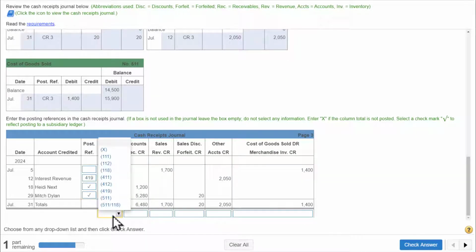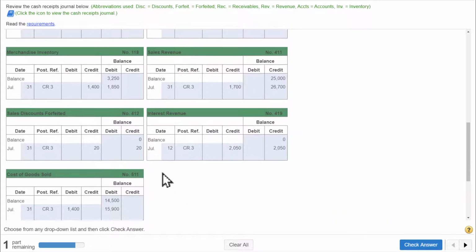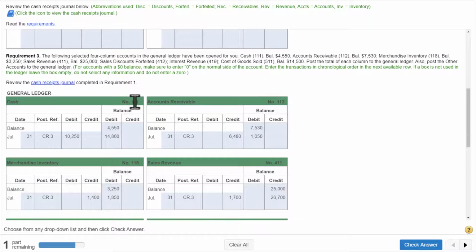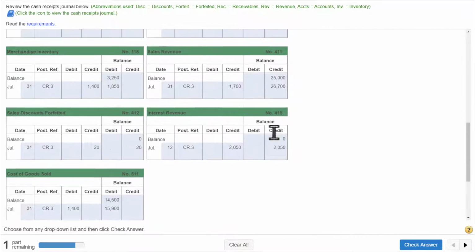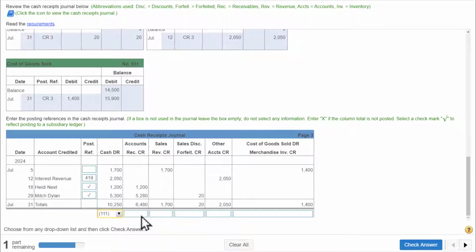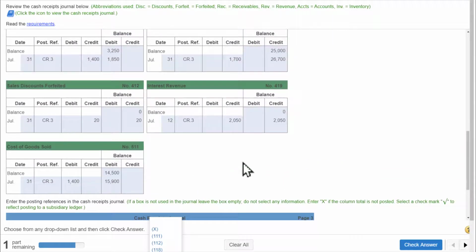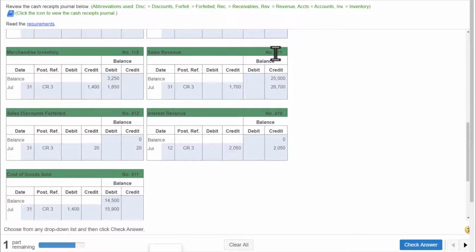And then we can work our way from left to right. Cash is probably account 111. Yep, it's a cash. Cash is account 111. While I'm up here, AR is 112. So here AR is posted to account 112. Sales revenue. Sales or revenues usually start with a 4. So sales revenue is a 411.